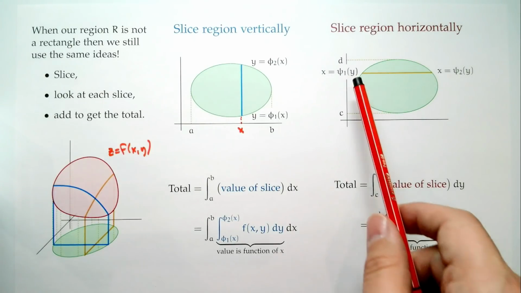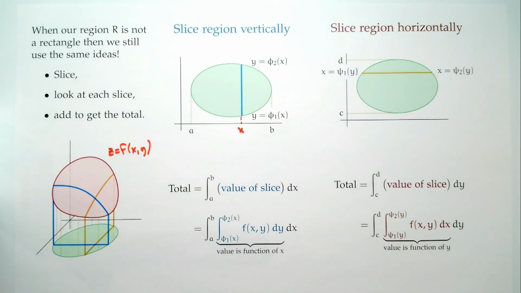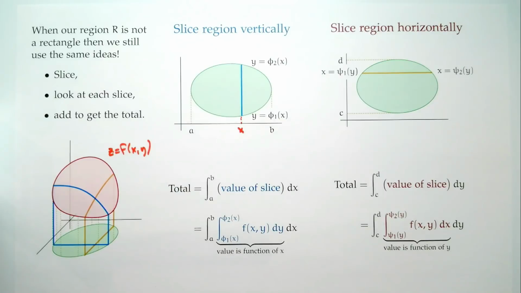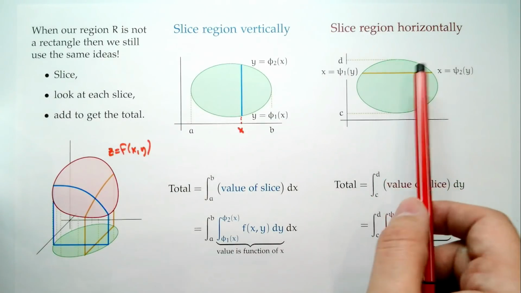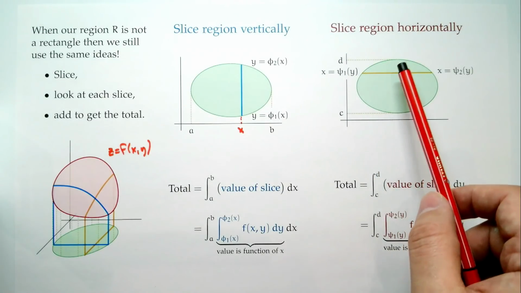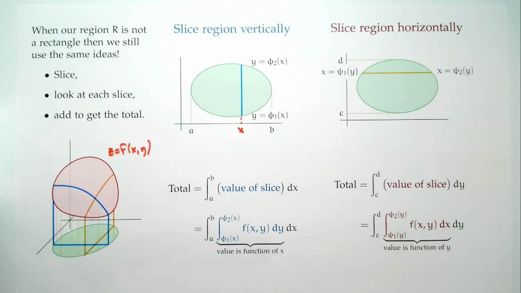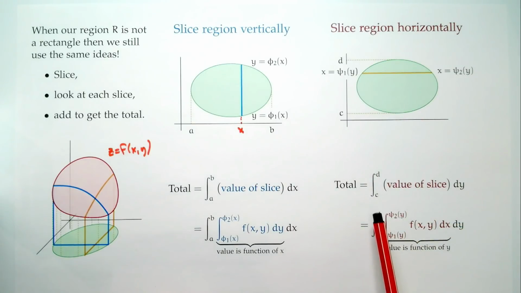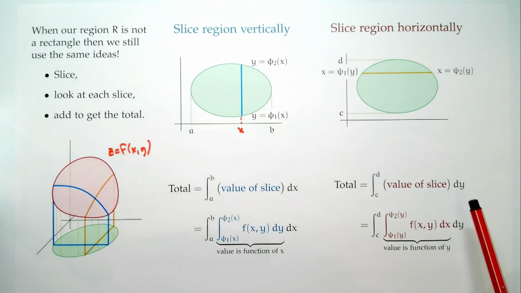Now, I said there were two ways to slice. The other way to slice is horizontal. What happens there? Well, I go from the left-hand curve to the right-hand curve. On the left, I have some function, I'll call it psi1, and on the right some other function, psi2. It's the same philosophy. We're going to add up our slices, where we slice horizontally. So the total is an integral from c to d of the value of the slice, dy. Where do you find the value of the slice? It's an integral from psi1 of y to psi2 of y, f of x,y dx.